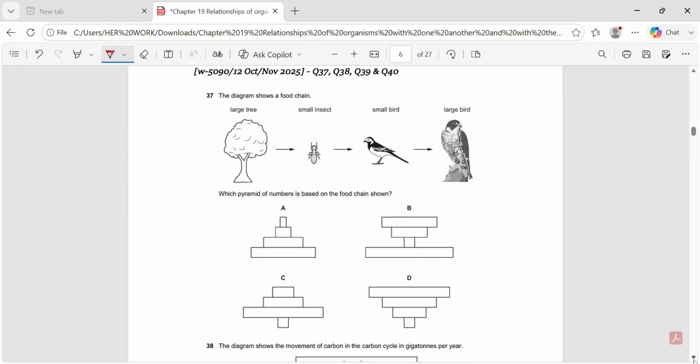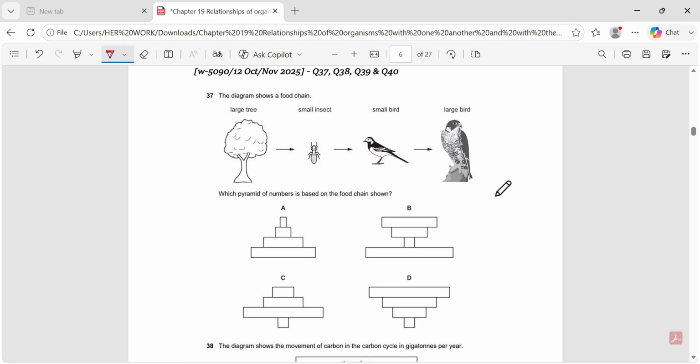We have more MCQs. The question shows a food chain consisting of a large tree, small insect, small bird, and large bird. It asks, which pyramid of numbers is based on the food chain shown? To answer this, think about the number of organisms at each trophic level.